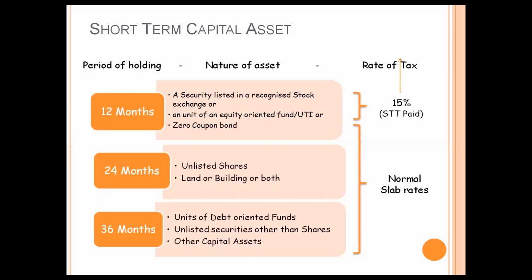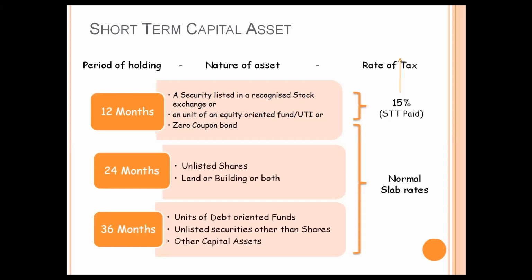Next is 24 months: unlisted shares and land or building. If these 2 assets are held for a period less than 24 months, then it constitutes a short-term capital asset. 36 months: what is a short-term capital asset in the case of assets held for a period less than 36 months? Units of a debt-oriented fund, unlisted securities other than shares, and other capital assets.